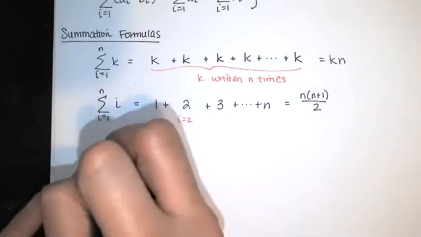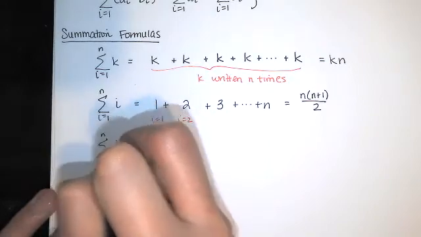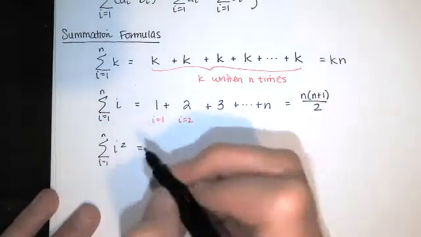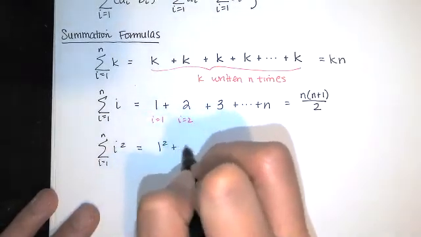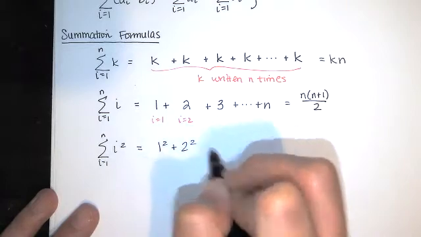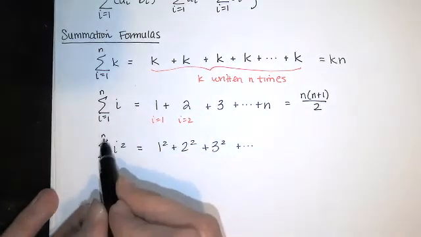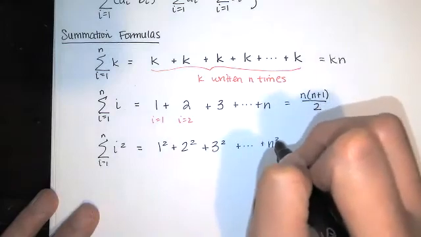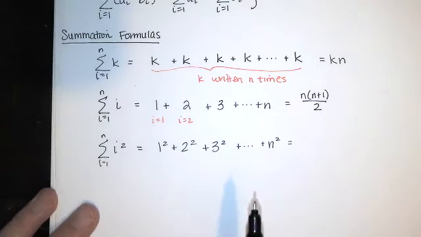That's the shortcut. Now I don't have the shortcut for this, but the sum of i squared is a common one as well. When i equals 1, we get 1 squared. When i equals 2, we get 2 squared. i equals 3, we get 3 squared. Eventually, we're going to get to n squared, and we'll stop. It turns out that this is equal to this.